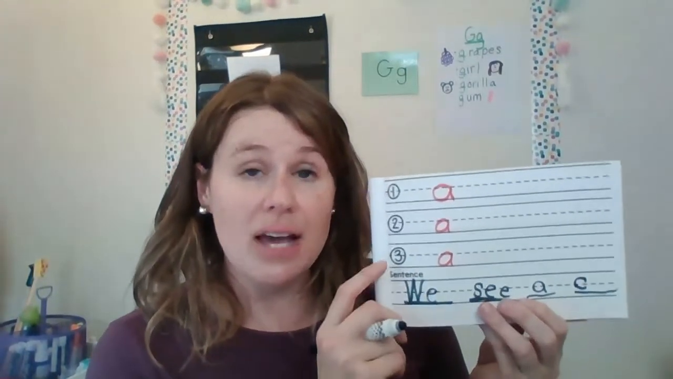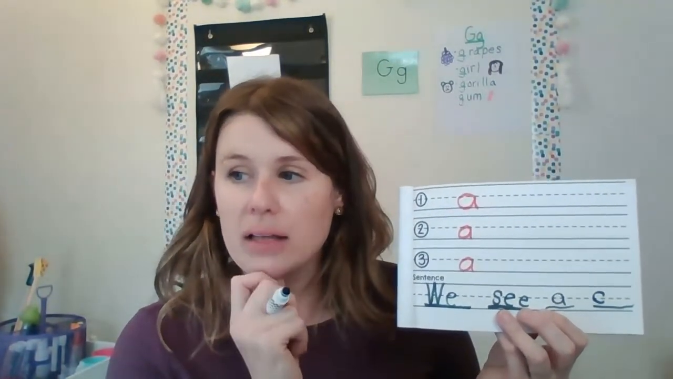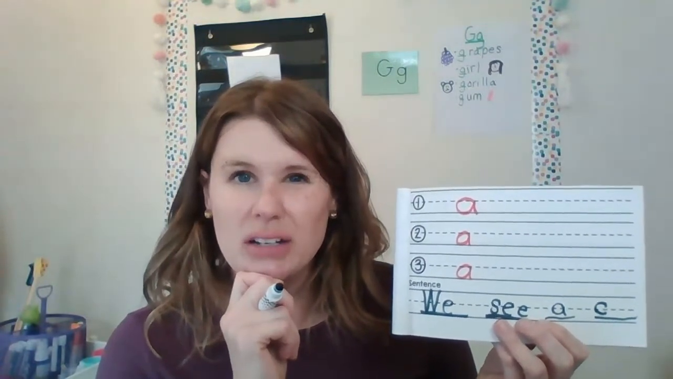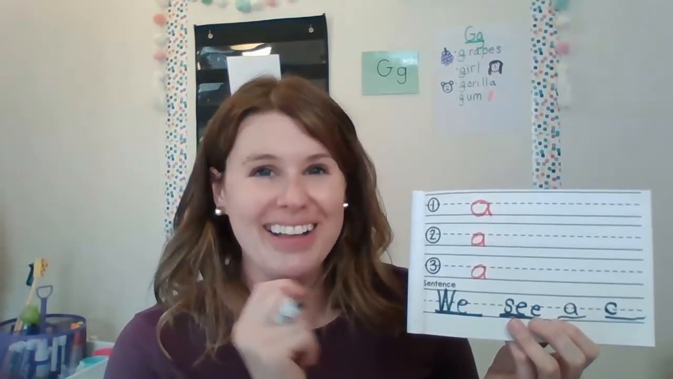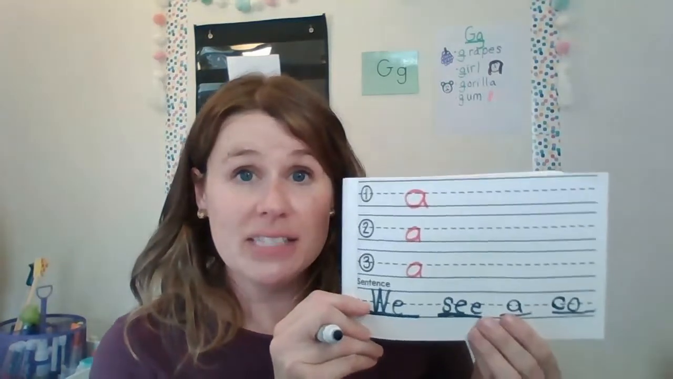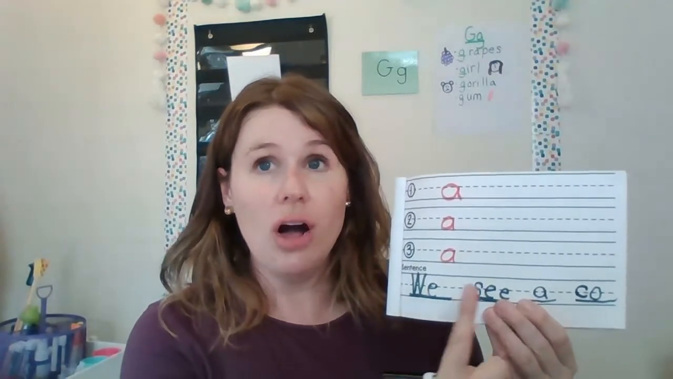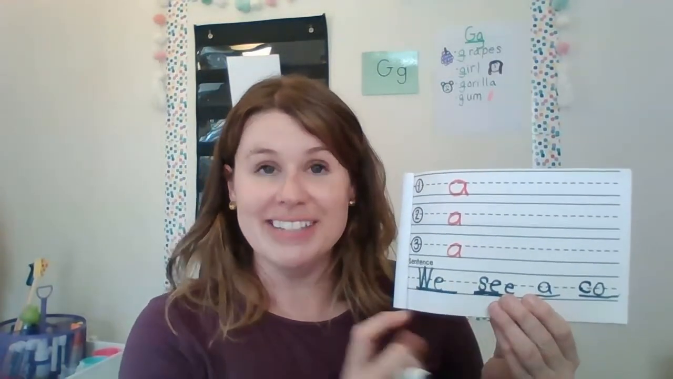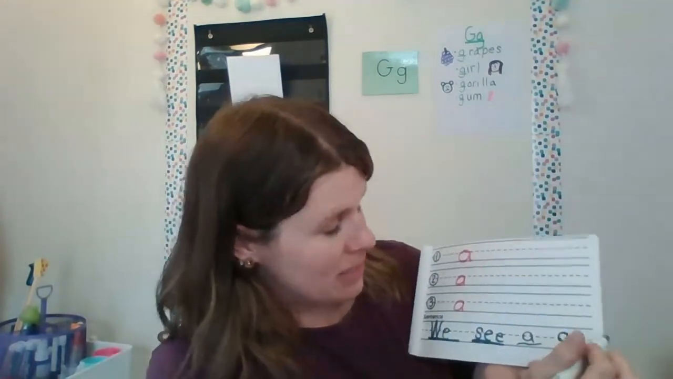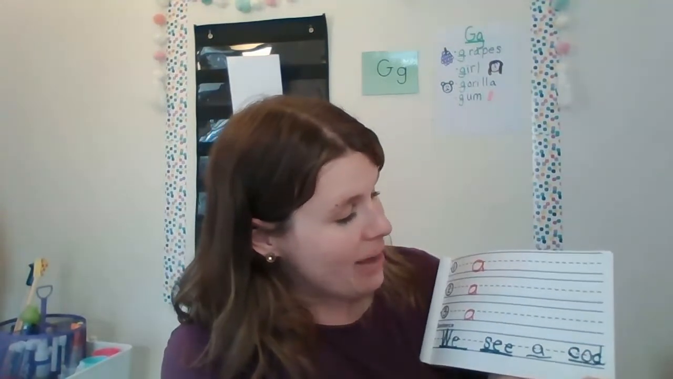Now we need the middle sound. Odd. Odd. What sound did you hear? Ah. Yep, and what letter makes that sound? O. And now we need to listen for the last sound. Cod. Cod. Cod. What sound do you hear? D. And what letter makes that sound? D. Make a C, tall line down.